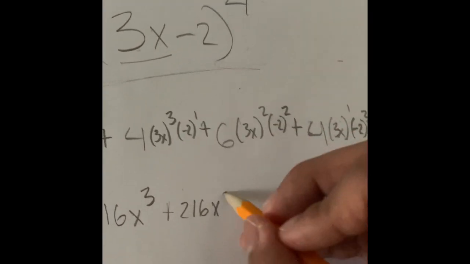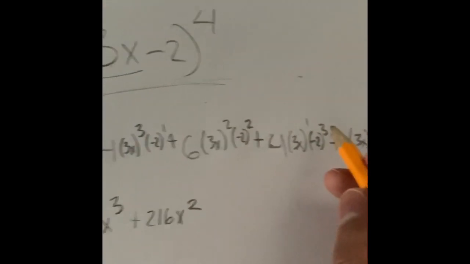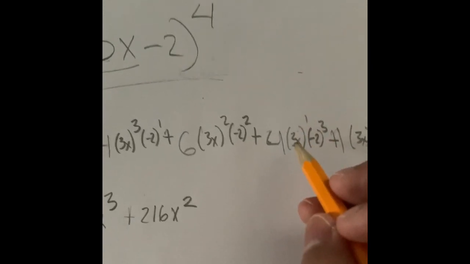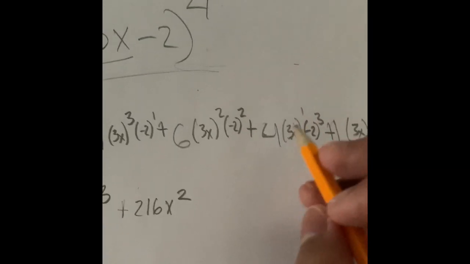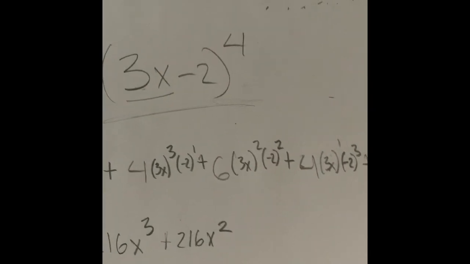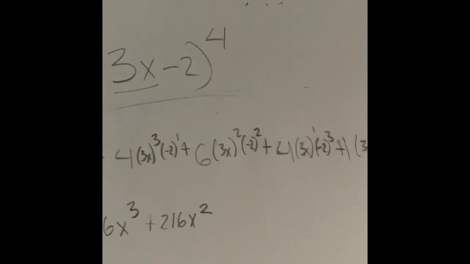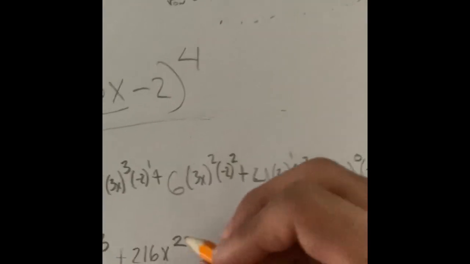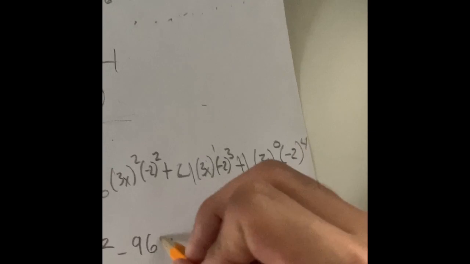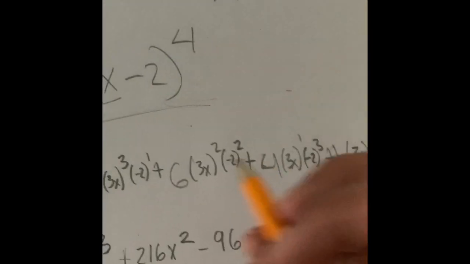And then negative 2 to the third is negative 8. And then 3 to the first is 3. So negative 8 times 3 is negative 24. Negative 24 times 4 is negative 96. So it's now negative 96x to the first. Let's just write these out. Let's show which ones go to which.